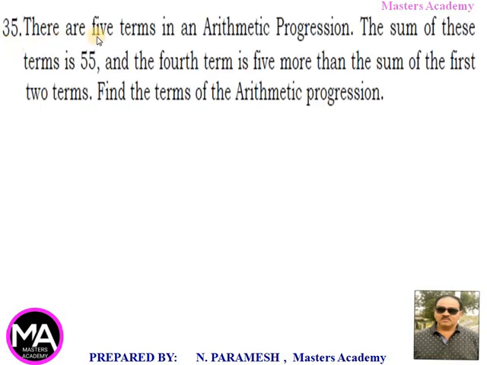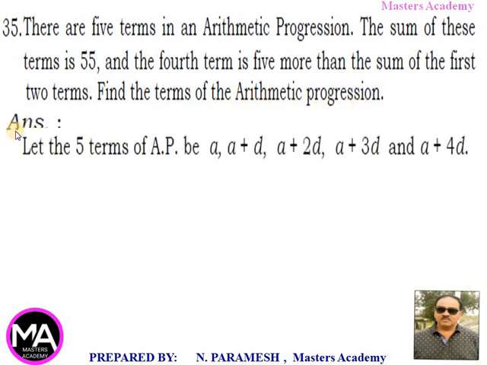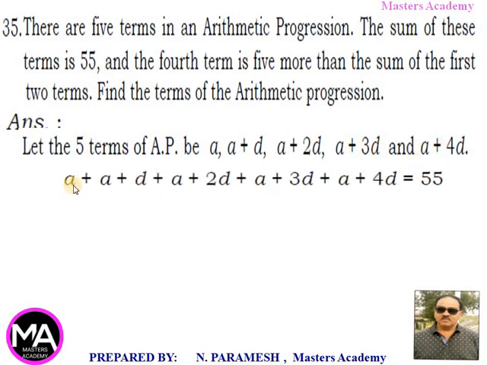35th question. There are 5 terms in an arithmetic progression. The sum of these terms is 55, and the fourth term is 5 more than the sum of the first 2 terms. Find the terms of the arithmetic progression. Answer: let the 5 terms of an AP be a, a plus d, a plus 2d, a plus 3d and a plus 4d. Add: a plus a plus d plus a plus 2d plus a plus 3d plus a plus 4d is equal to 55. Sum of the first 5 terms is 55.